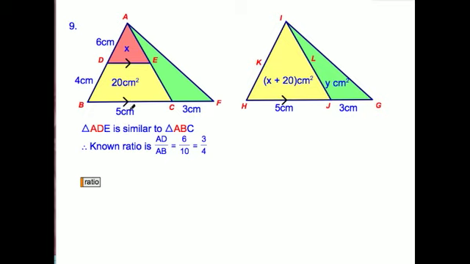We now have a sum on similar triangles. For similar triangles, we must first state which triangles are similar. In this case, ADE is similar to ABC. Once we have determined that, then we can make use of the arrangement to determine the known ratio. AD is 6 cm and AB is 10 cm. So the known ratio is AD over AB, which is reduced to 3/5.